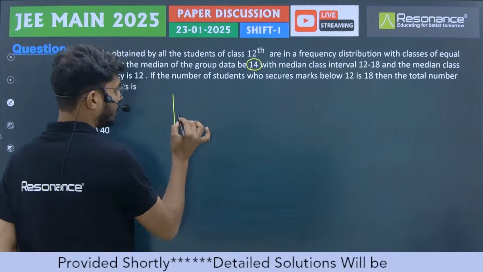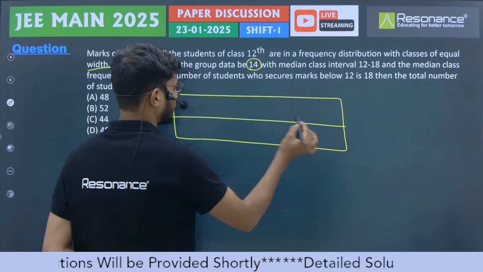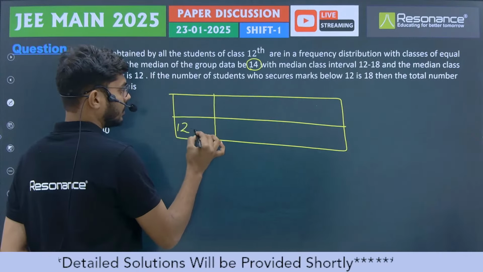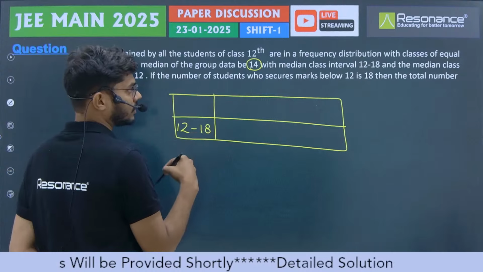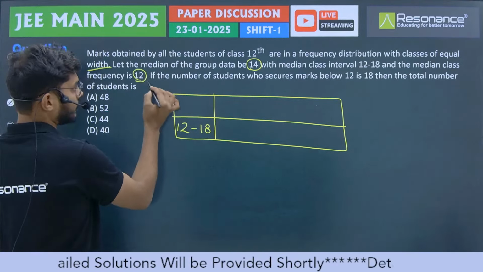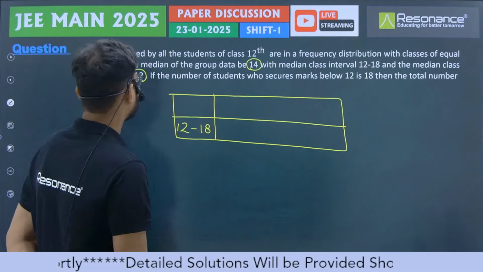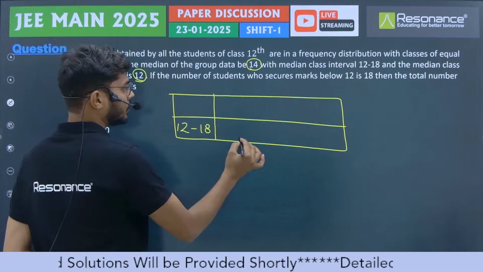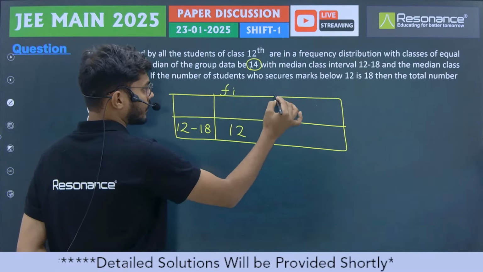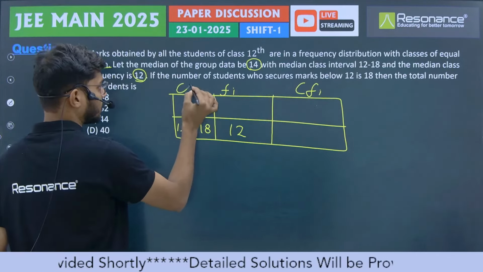So I can make a table. What does this say? It says the interval is 12 to 18 where the median lies. At that point, the median class frequency is 12, right? So that particular class frequency is nothing but 12. So I can say this is nothing but the frequency. Here I can find the cumulative frequency, and here is the class.